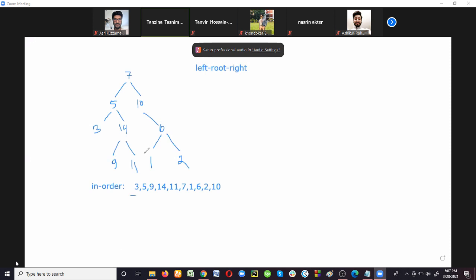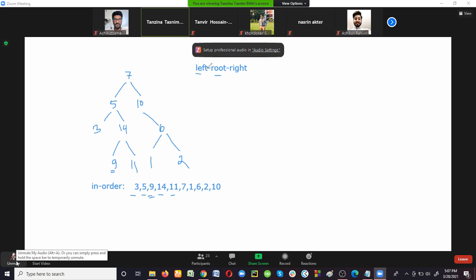At first take 3, that is a left child of 5, and then root node. And 5 is the root node of 3, that's why we have taken 5. And then the right child of that root node 5. The right child is 14, which is a parent node, and it has children, left and right. Which one will be taken first? The left node, that is 9. Okay, after taking the left node, now take the root node, that is 14, and then the right child of 14, that is 11. Okay, so now we have traversed the left subtree.